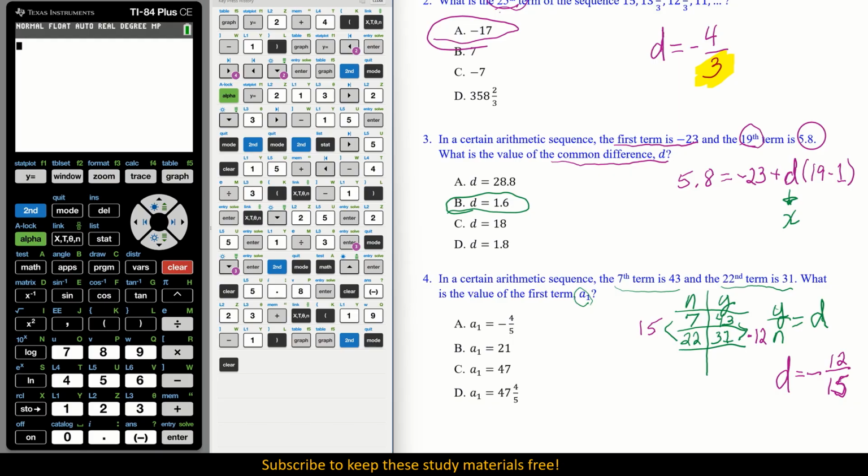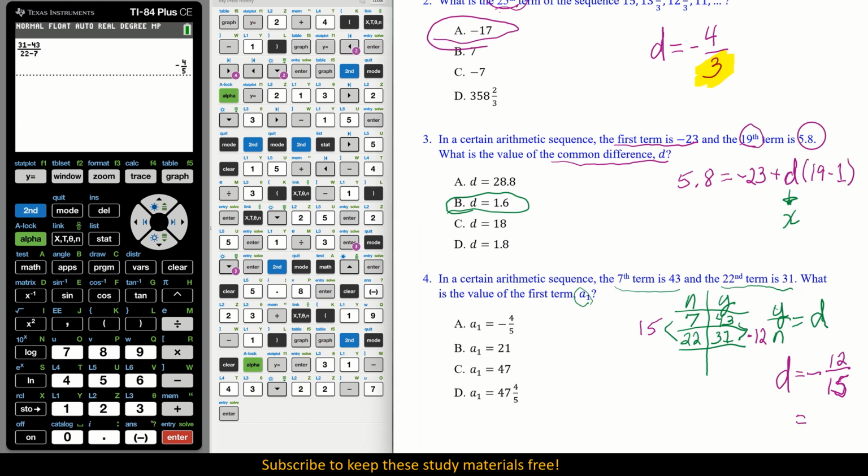So let me just show you by saying alpha y equals my number 1. This is what we're doing. We're doing 31 minus 43, arrow down. Okay, that's our y. It's the y over the n's. And then we need 22 minus 7. Now let's push enter. And that is going to reduce to 4 over 5. So we know what our D is, okay?